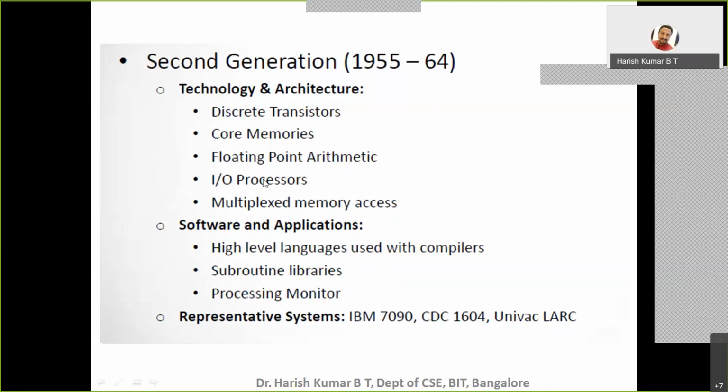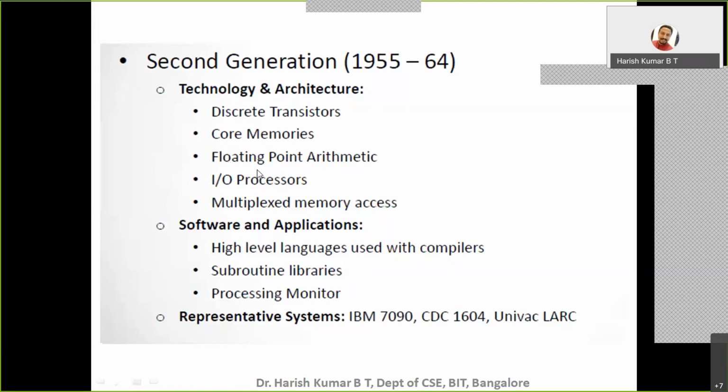And special IO processors were also introduced. In the first generation, I told you all input-output activity was taken care of by the main CPU itself. Now the main CPU is relieved from the burden of doing the input-output activity by adding a special processor called the IO processor. I can say this IO processor is an assistant to the main processor. All input-output activity will be taken care of by this processor. When this processor is performing the input-output activity, the main processor can involve itself in doing some other task.